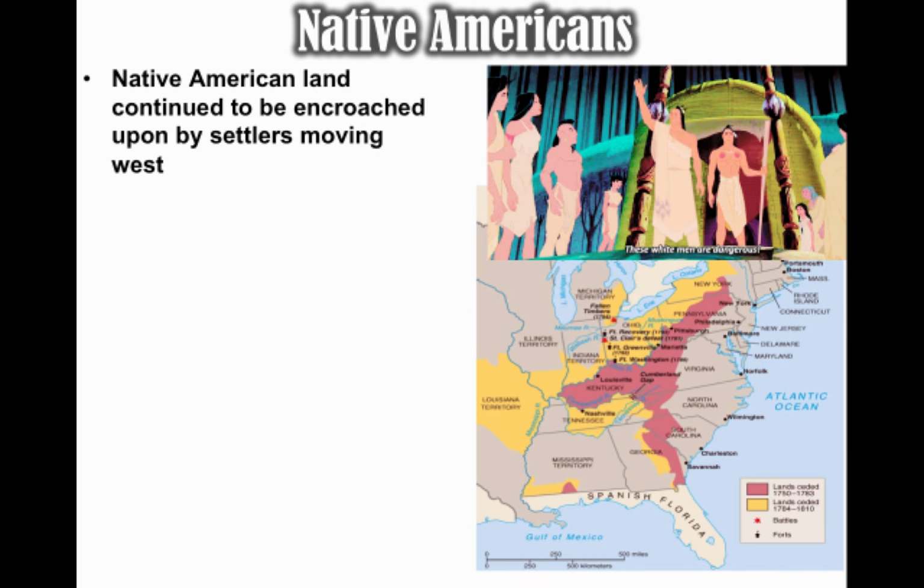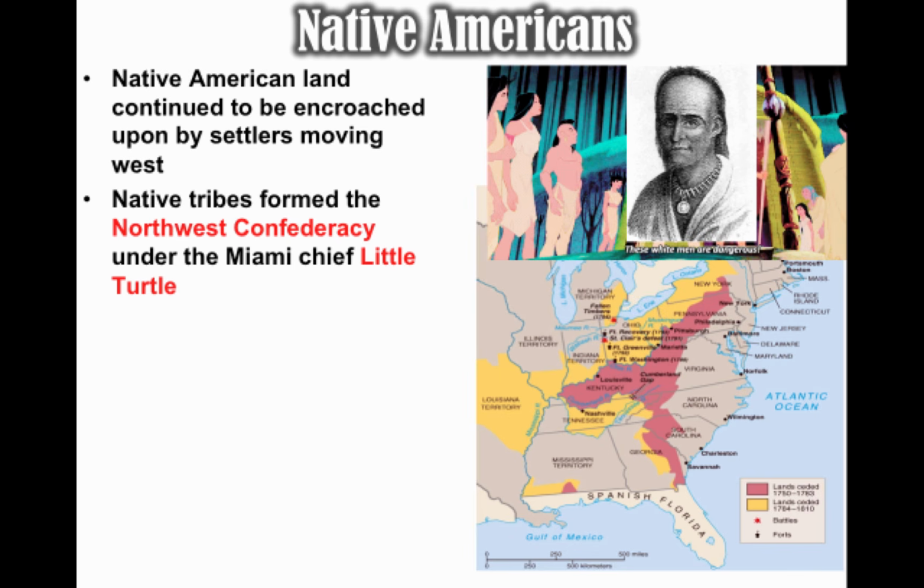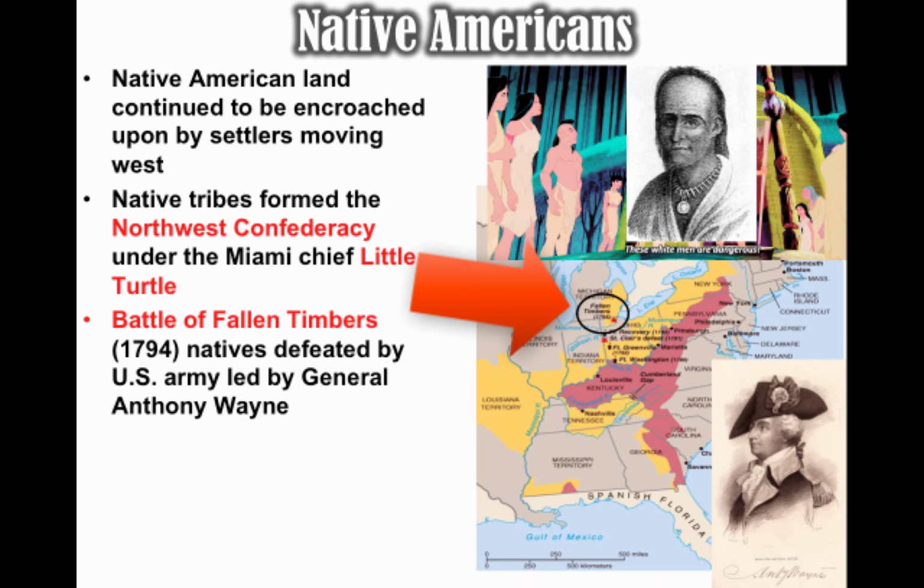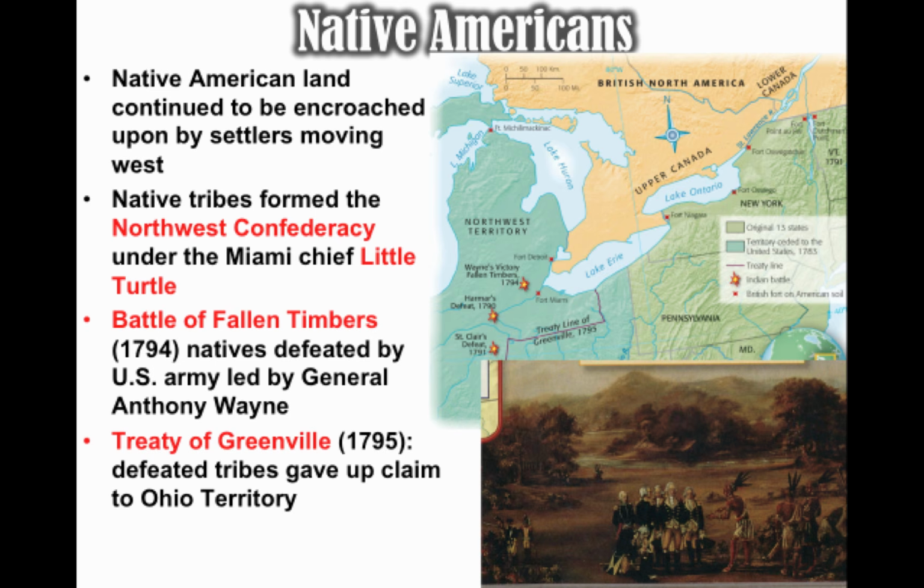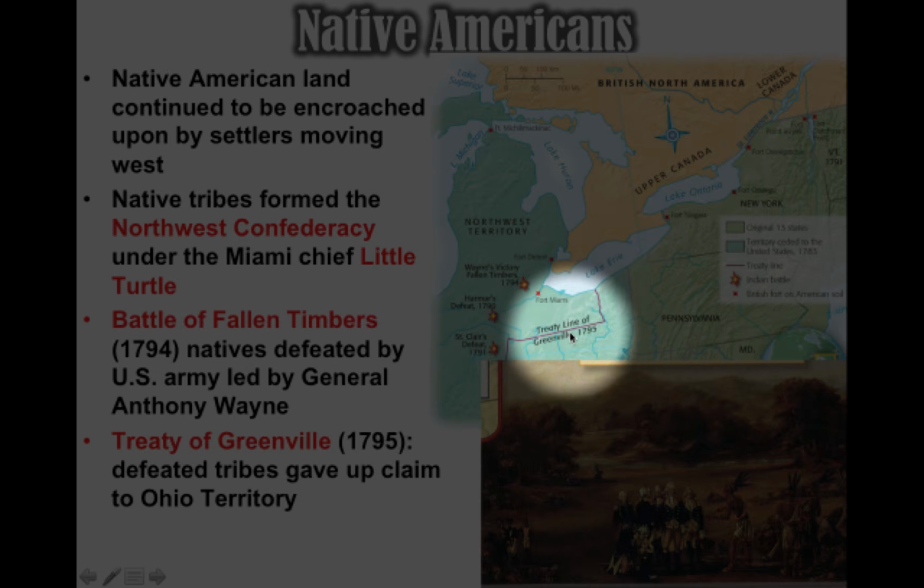As a result of this expansion by white settlers, Native tribes formed the Northwest Confederacy under the Miami chief Little Turtle. He is going to begin to organize Native American resistance in this region. He's getting some weapons from England, but at the Battle of Fallen Timbers, Natives were defeated by the U.S. Army, led by General Anthony Wayne. So the United States crushes this resistance, and eventually you're going to get the Treaty of Greenville in 1795 signed, in which the defeated tribes gave up claims to the Ohio Territory. You can see the treaty being negotiated there, and there is the line at the Treaty of Greenville.